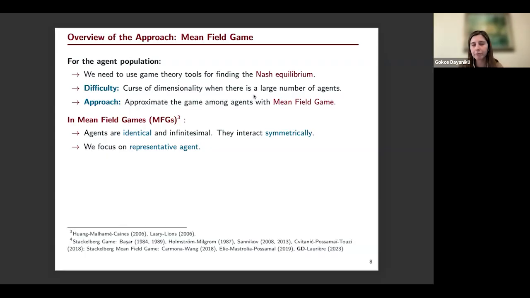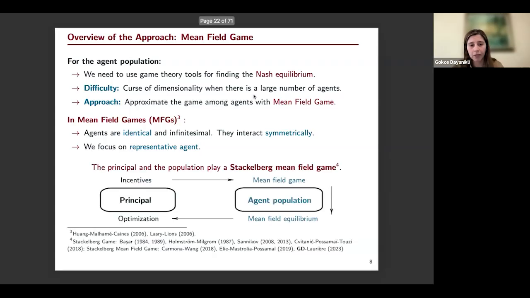This representative agent interacts with the population distribution. This distribution, of course, can be the distribution of the states in the population, or the distribution of the controls in the population, or the joint distribution of the states and the control. And actually in our model, it's going to be the joint one. So then the Stackelberg mean field game model can be written, which means that the principal is going to set some incentives. Given these incentives in the agent population, we are going to find the mean field game equilibrium, which is going to approximate the Nash equilibrium. And we are going to plug this into the principal's problem to do the optimization of the principal.